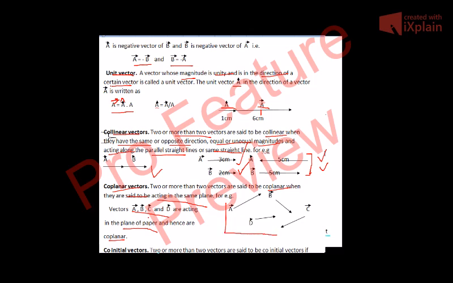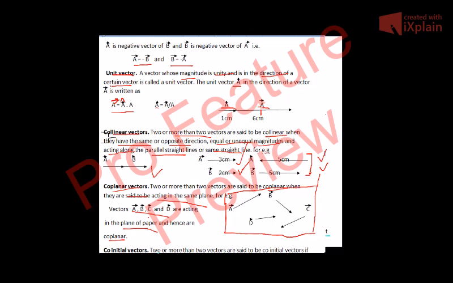Coplanar means they are acting in the same plane. Here they are acting in the plane of the paper. For example, if it is a displacement, or a velocity, or a force, and it is represented on the plane of the paper, they are called coplanar vectors.